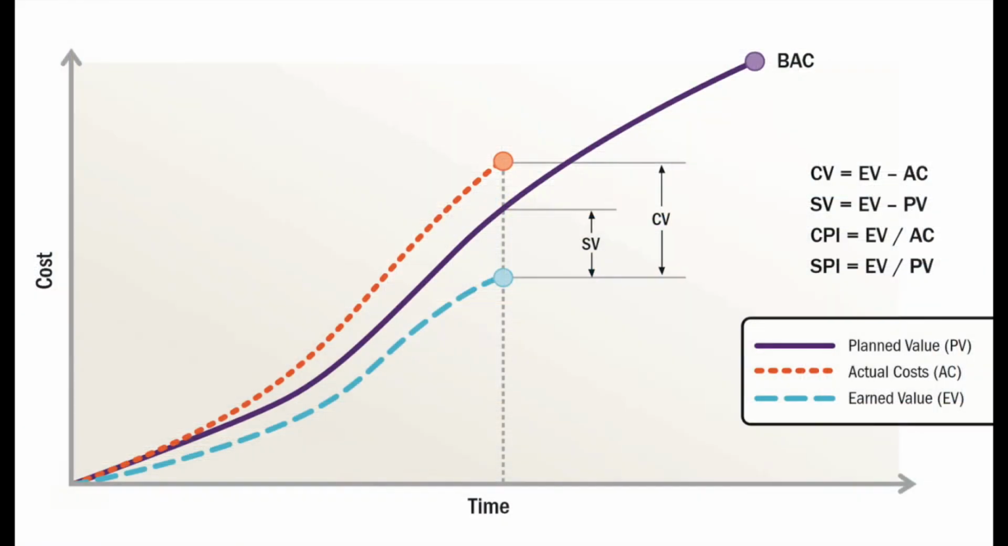The next one is the cost variance, abbreviated as CV. A simple cost variance is determined by comparing the actual cost of a deliverable to the estimated cost. When used with earned value management, it is the difference between the earned value and the actual cost. The figure on the screen shows an earned value graph illustrating the cost variance.